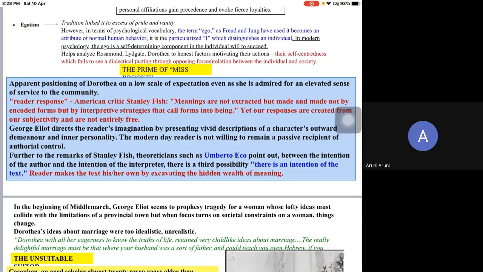So there is something that the author has intended when the author writes. There is something that the interpreter has when they try to interpret the author's intention. Then there is something which is contained within the text. And that comes out when, as readers, we come to a relationship with the text, when we make our own meaning and act like archaeologists excavating and finding out its meaning and coming to terms with it. So that is what reader response theory is about.